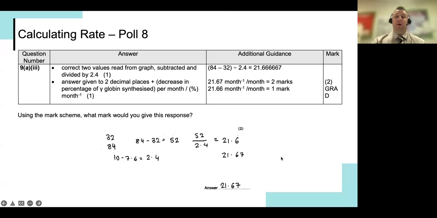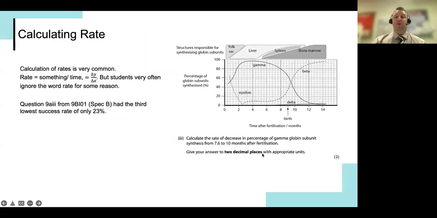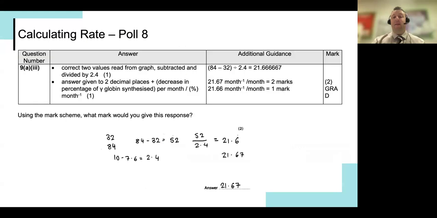If I go back to the question in total, it does say specifically to give your answer to 2 decimal places with appropriate units. The candidate has read off the graph correctly: the percentage of globin subunits at 7.6 months, and also at 10 months. They subtracted the difference and divided it by the time period, the difference between 10 months and 7.6 months, which was 2.4 months. Then they got 21.67, which is the correct answer.